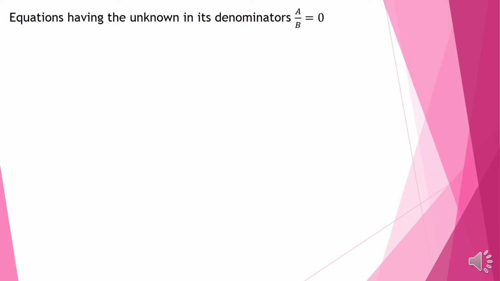Equations having the unknown in the denominator, like a over b equals 0. This equation should satisfy the condition b different from 0 and a equals 0. So if a over b equals 0, 0 comes from the numerator, a equals 0, under the condition b different from 0.